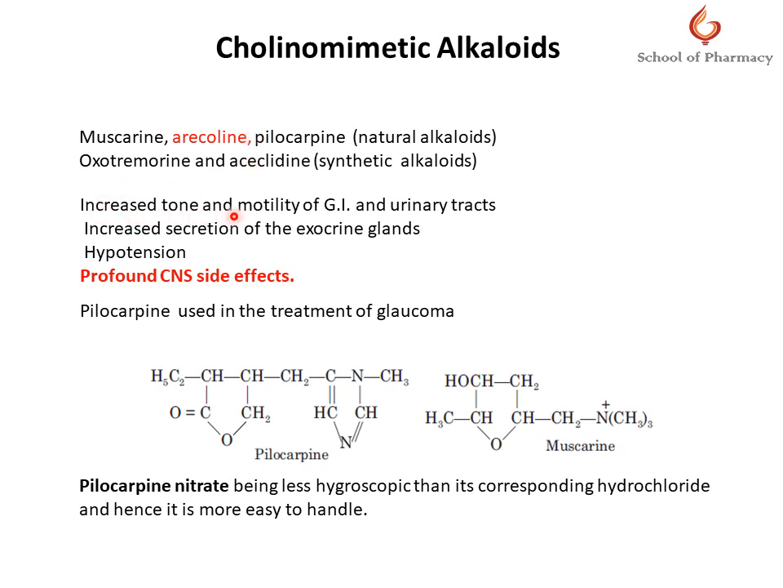By increasing the tone and motility of the gastrointestinal tract and urinary tract. They increase the secretion of the exocrine glands. What are exocrine glands? Just like sweat glands, salivary glands, mammary glands, and mucous glands. And they cause hypotension and bradycardia. Bradycardia means slowing down of the heartbeat rate, which is less than 60 beats per minute.